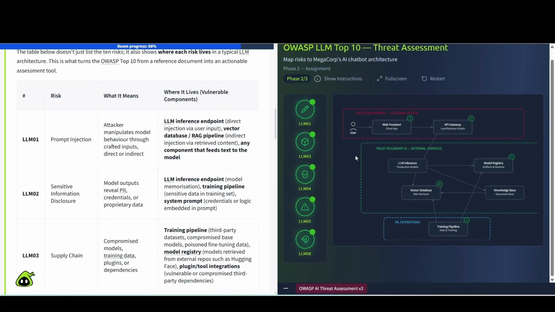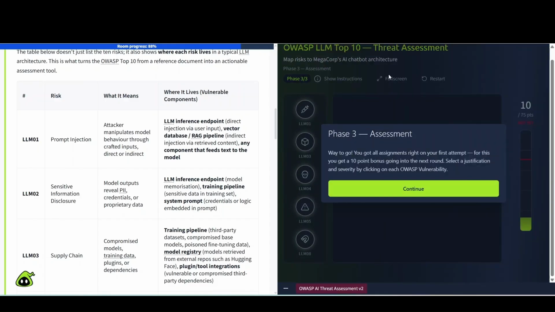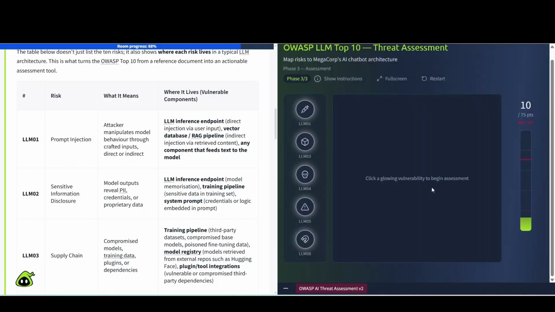All right, so once that's done, it should go through, validate, done. So this is exactly what it did, and then it went straight to this. Okay. Anyway, phase 3, assessment. Way to go! Got all of your assignments right on the first attempt. For this, you get a 10-point bonus going to the next round. Select a justification and severity by clicking on each OWASP vulnerability. All right, so let's go through this again since it didn't have any pauses there.